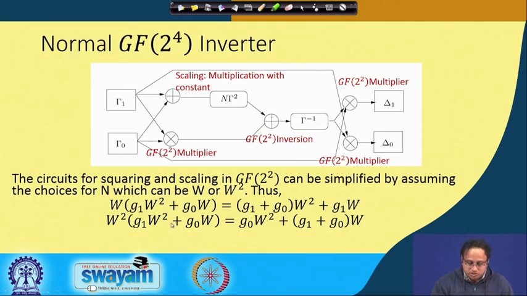Okay. So in both cases, whether you are doing a scaling with W or a scaling with W square, you essentially have similar computations which are required. So in one case, it is just like G1 plus G0 W square plus G1 W. In the other case, it is G0 W square plus G1 plus G0 W. Okay. So this is how you can do this part where you are basically doing a scaling with n.